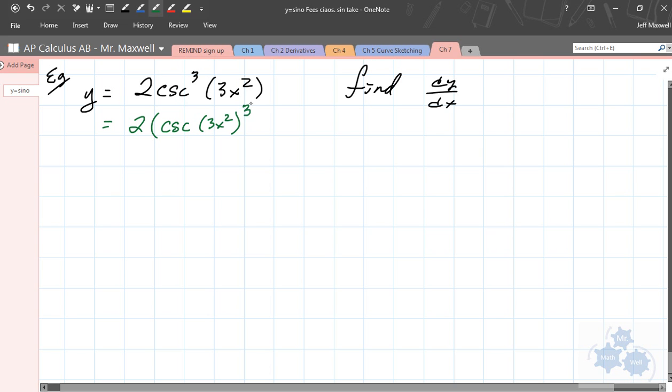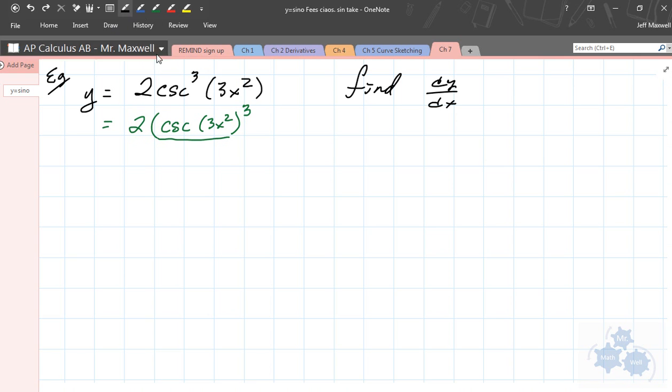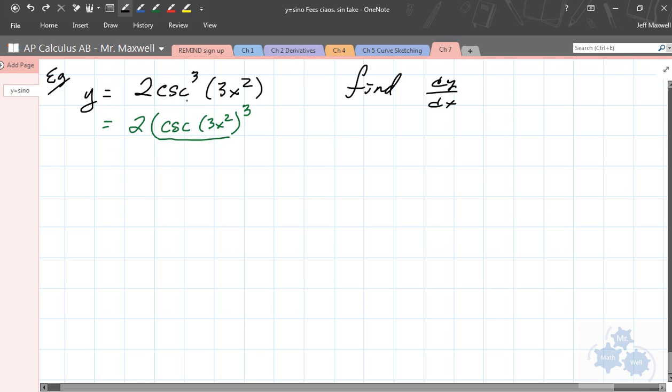You might want to write this as this cubed over this whole cosecant thing, because it's going to be a little bit easier maybe for us to see that this is the outside layer, the outer function here, if you will. So we need to differentiate there first. Let's do the power rule, bring that down. So y prime, or dy dx, is 3 times 2, 6, cosecant of 3x squared. Everything stays the same in here. 3 minus 1 is 2. Derivative of the outside function. That look good to you?